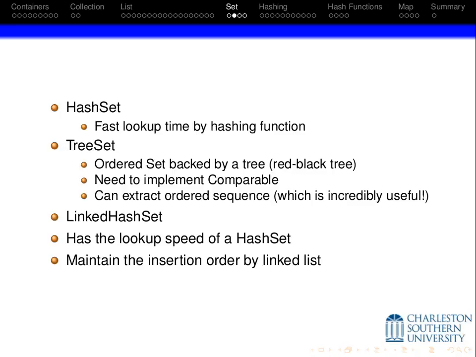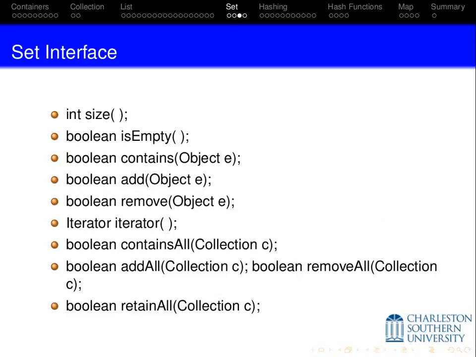But the big difference is a hash set maintains no ordering. A tree set maintains sorted order at all times. I'll talk a little bit about why that's useful. A linked hash set is like a hybrid of a hash set and trying to maintain some ordering. Okay. So there's different implementations of a set. But what is a set?